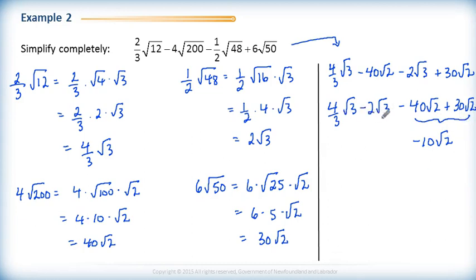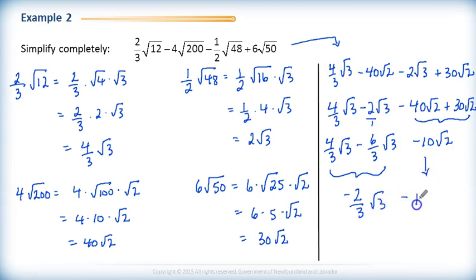Now, for this one, we really have to think about a common denominator. We think of this as 2 over 1. So our common denominator is going to be 3. So we've got 4/3 root 3 minus 6/3 root 3. Those are like, and we have like denominators. So now we just subtract: 4/3 minus 6/3 is negative 2/3 root 3 and bring down that minus 10 root 2.